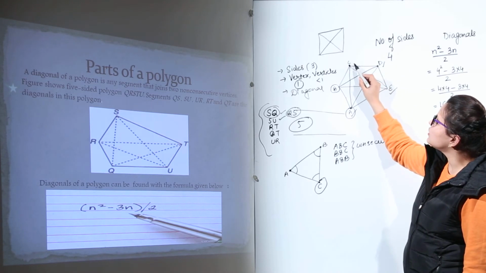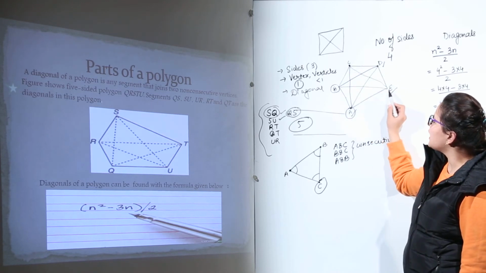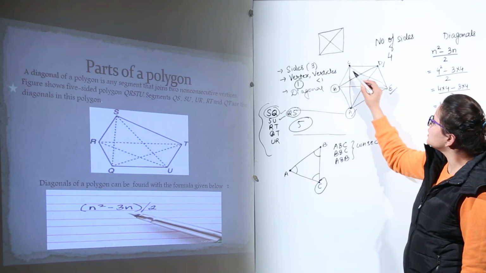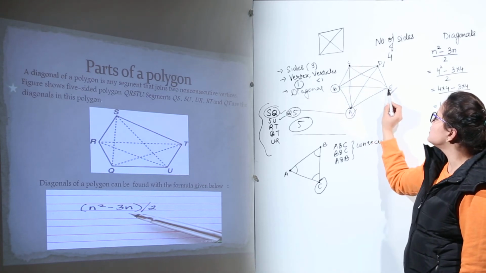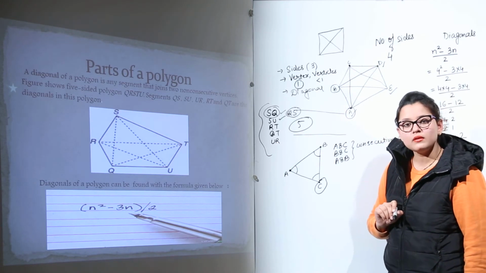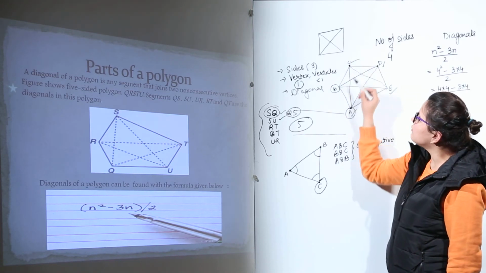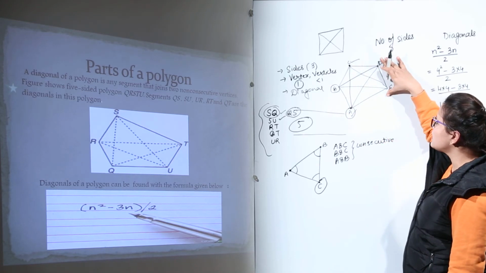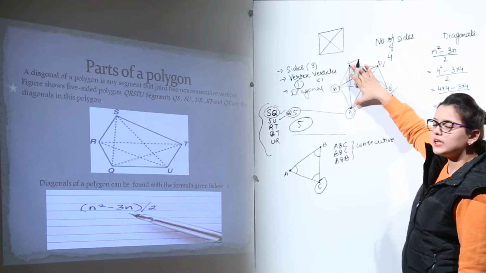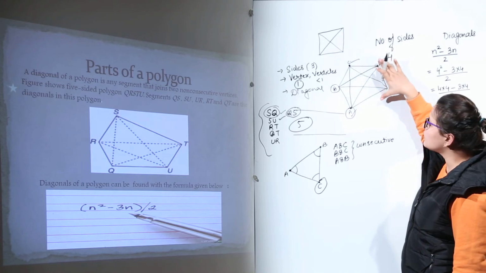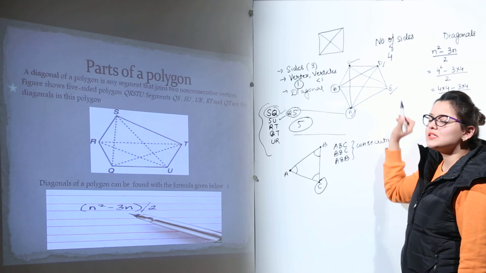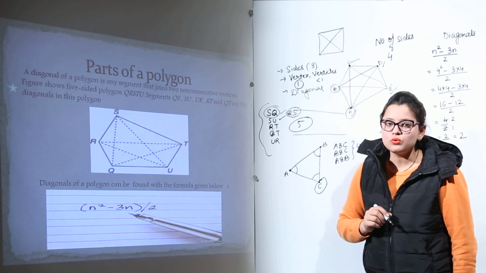Now, let us check for C. From C, what are the two non-consecutive ones? A and E. These are the two non-consecutive vertices. So, we join C with A and C with E. That has already been done. Now, let us check for B. For B, D and E are the two non-consecutive ones. Why? Because A and C are already adjacent to it. So, what we do? We join B with D and B with E. Since it is already being done, we are not going to join it.